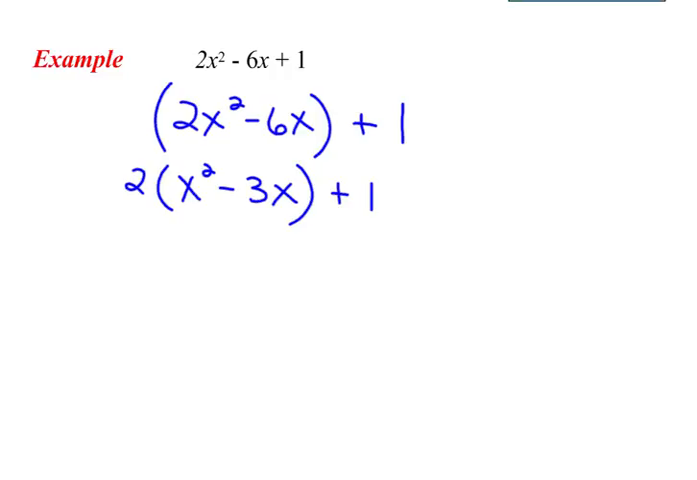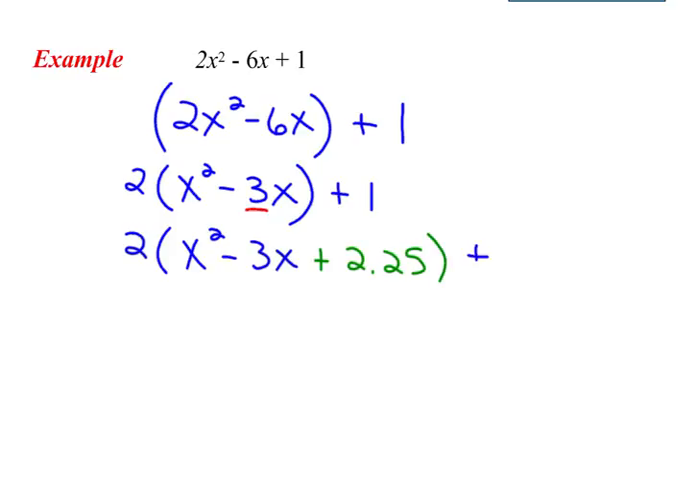Now we take half of the coefficient of the x term and we square it. So half of 3 is 1.5. 1.5 squared, if you need a calculator, use a calculator, is 2.25. Okay. So we have 2 times x squared minus 3x plus 2.25. And then we have the plus 1.